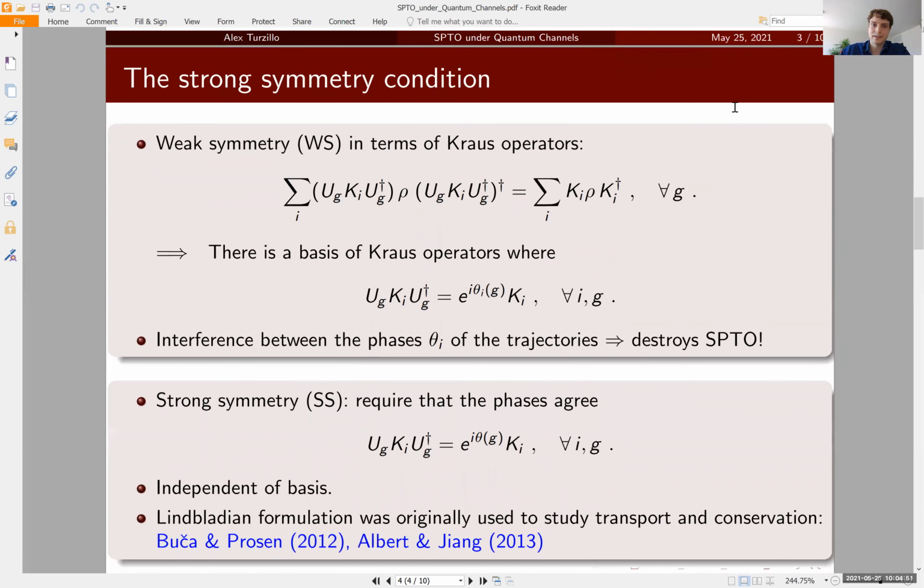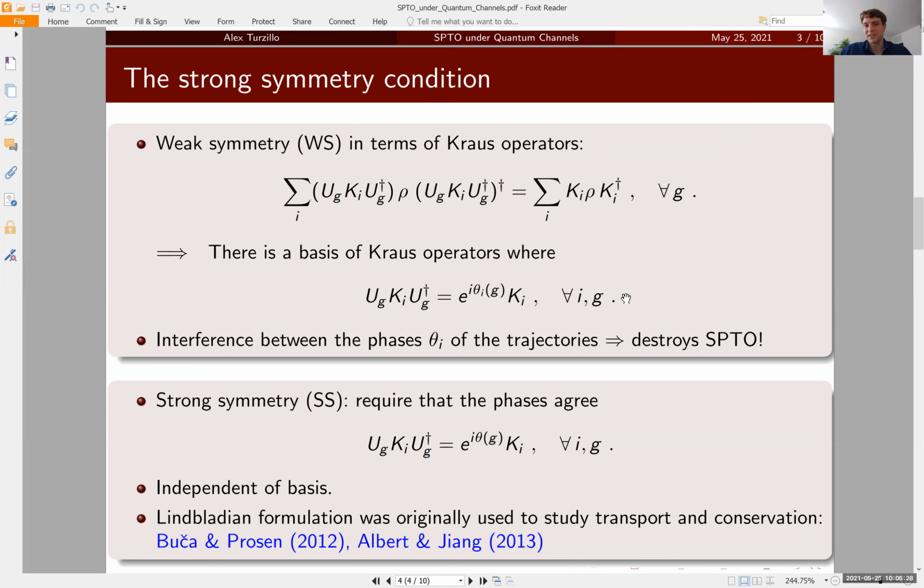To do that, let's dig deeper into the symmetry condition of Coser and Perez Garcia, which I'm going to call the weak symmetry condition. If we write it out in terms of its Kraus representation, we see that we have a channel with two different Kraus representations, and a standard result says that those are unitarily equivalent. Now, if we pick a basis of Kraus operators where that unitary is diagonalized, we get this relation, which I've written on the second line.